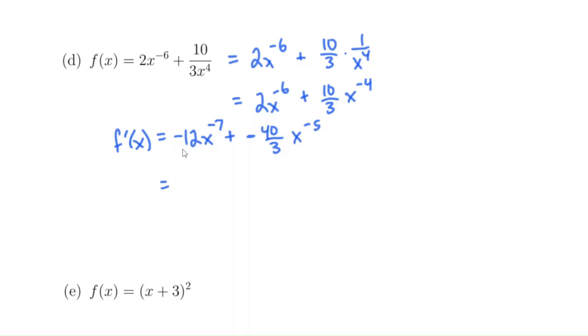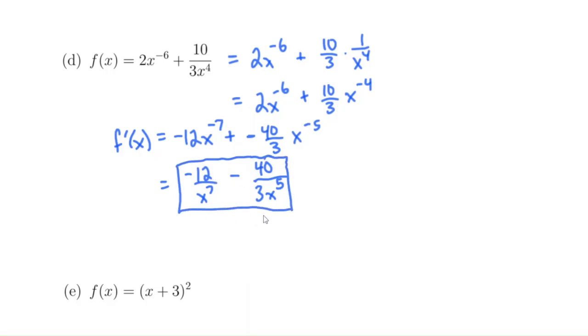In fact, let's simplify this a little bit. This would be negative 12 over x to the 7th power. x to the negative 7th is like 1 over x to the positive 7th, so that goes in the denominator. And then we could put minus 40 over, and write it as 3x to the 5th power. The 3 stays on the bottom, and we have 1 over x to the 5th here. So you could either leave your answer like this, or you could simplify it and get it like this. And again, it's good to know how to simplify answers because, especially if it's multiple choice, sometimes you need to know how these things simplify.